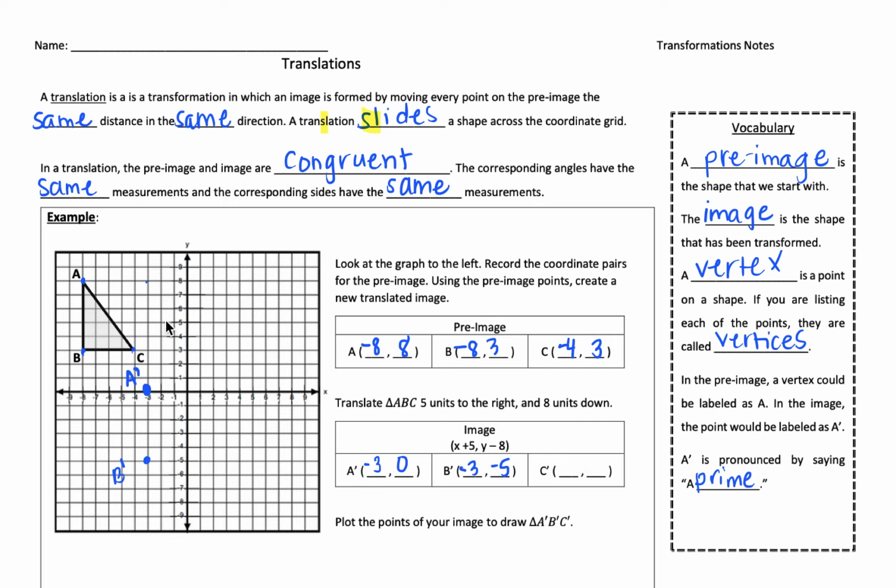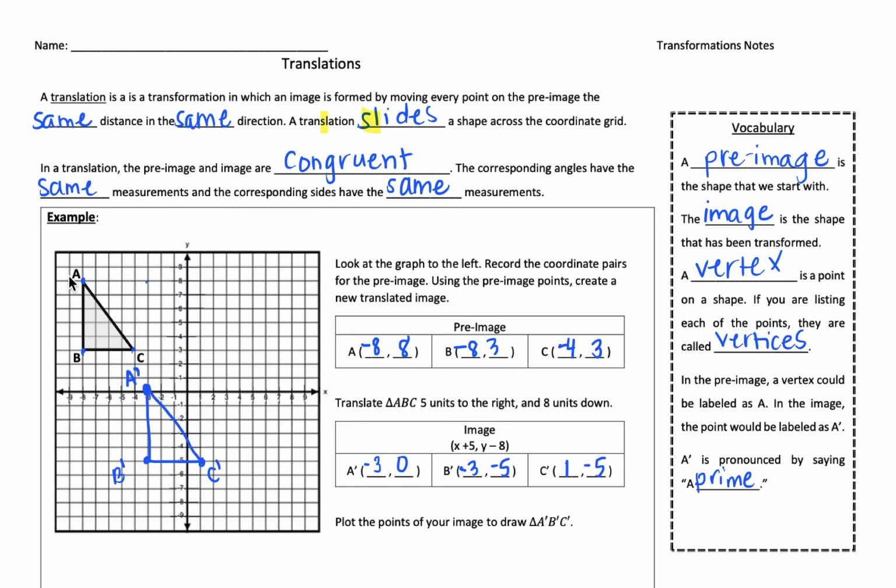And then for point C, 1, 2, 3, 4, 5, 1, 2, 3, 4, 5, 6, 7, 8. So I've gone 5 units to the right and 8 units down for each of the points of the original triangle. So C prime is at 1, -5. And we're just going to connect all the dots here to see what our new shape would look like.